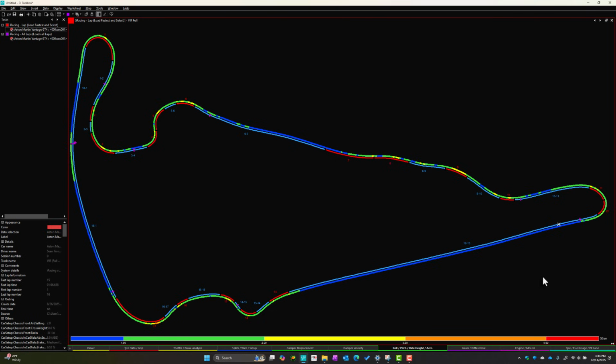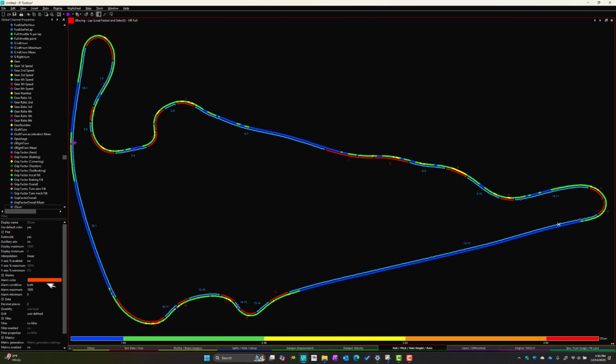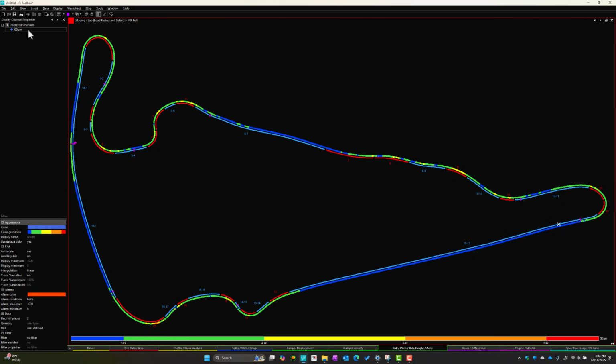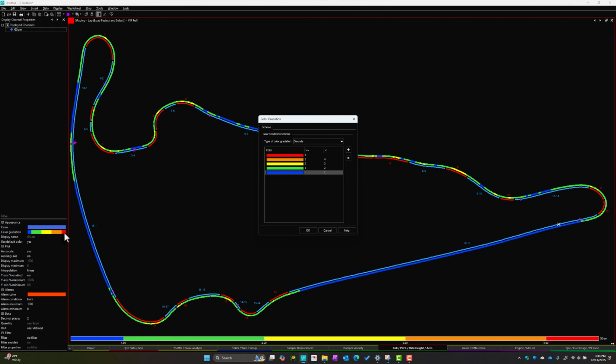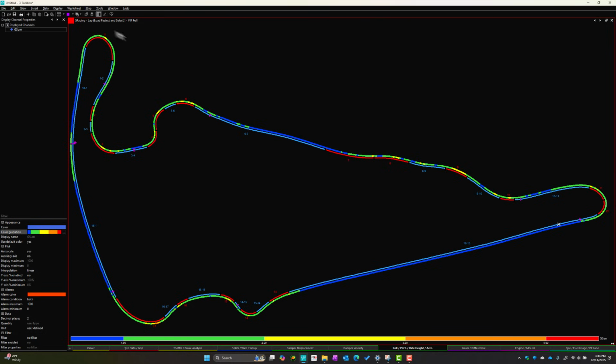So I think I've done this in previous videos, but Alt-3, do it again. G-sum, color gradation, click here, I can change these values, and maybe I want to do it every half G above 1G, or it's 1.5, 2.5, 3. But anyway, this is a nice graphical representation of G load into the car as you go around the track.